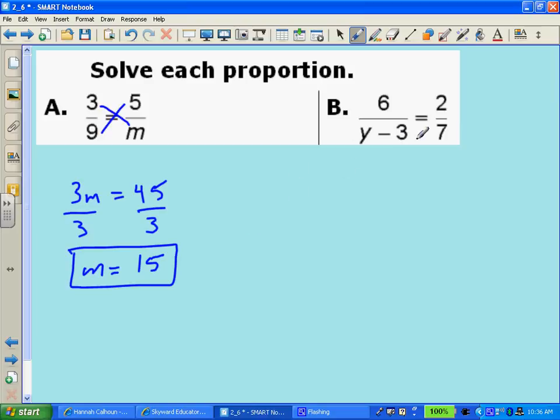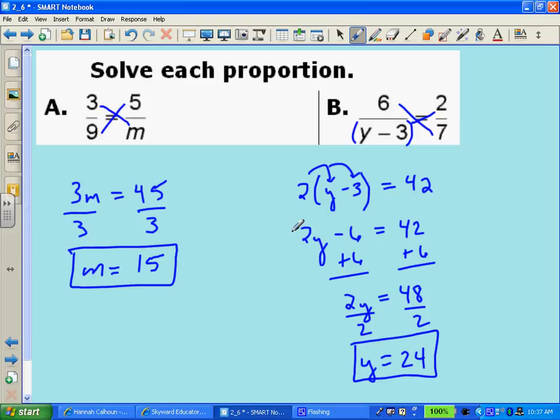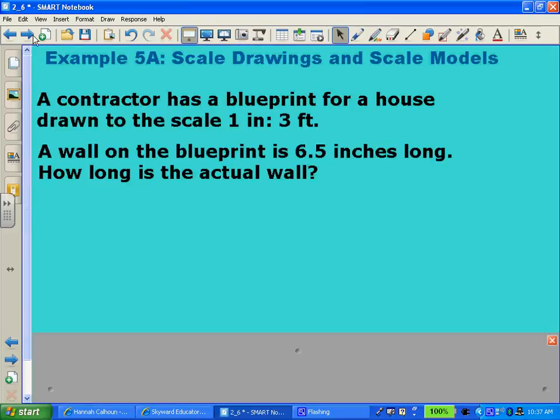They do get a little bit harder. Okay, something like this. Now again, I'm going to use my cross products property, but notice here that instead of just a variable, I have y minus 3. I'm going to put parentheses around this just to remind you that it stays together. So when I multiply here, I have 2 times (y minus 3), and that's going to equal 42. Now before I do anything, I need to distribute, just like we learned earlier in chapter 2. So 2 times y is 2y, 2 times negative 3 is negative 6, and then I'm going to add 6, add 6, so I get 2y equals 48. Divide by 2, divide by 2, y equals 24. Okay, so they can get a little bit more involved. Just remember your distributive property like we worked on early in chapter 2.